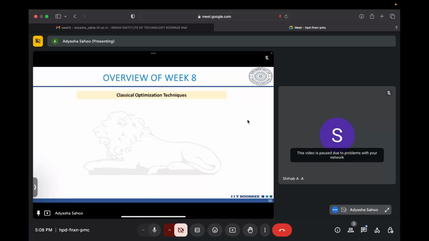Now, what are the techniques to solve the optimization model?